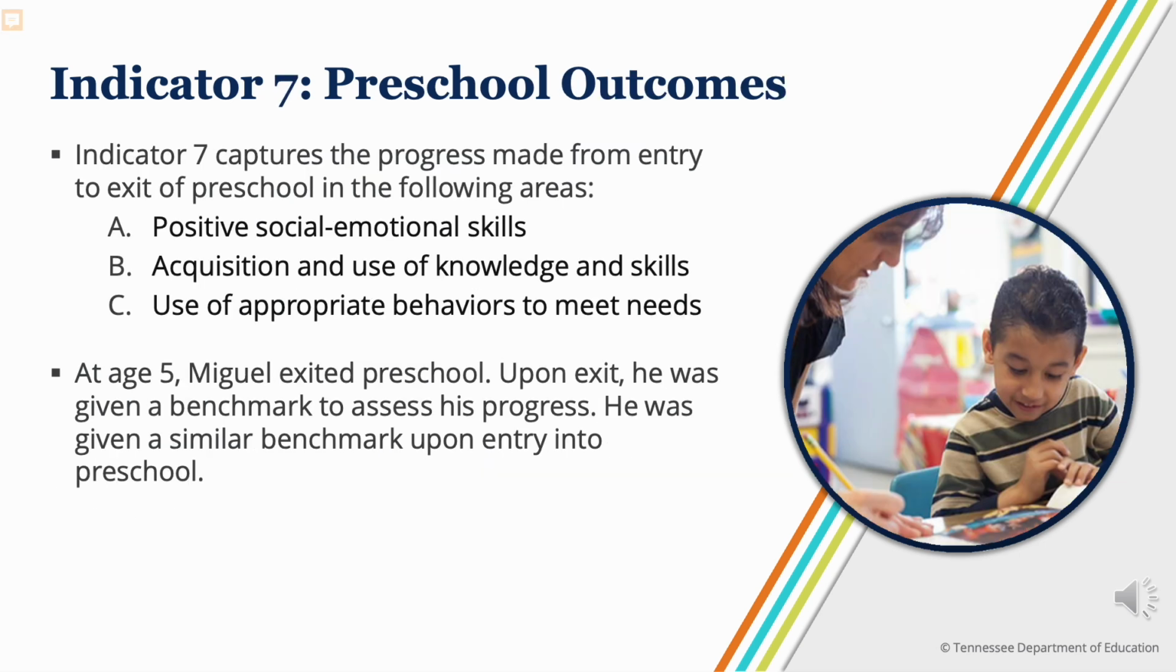When Miguel entered preschool, he was assessed to determine whether he had met those age-level expectations for outcomes that were related to social and emotional skills, use of knowledge and skills, and then use of appropriate behaviors to meet needs. When Miguel entered preschool, his assessment showed that he was below age-level expectations. However, from the services and supports that he received throughout preschool, based on the results of his exiting assessment, he substantially increased his rate of growth.